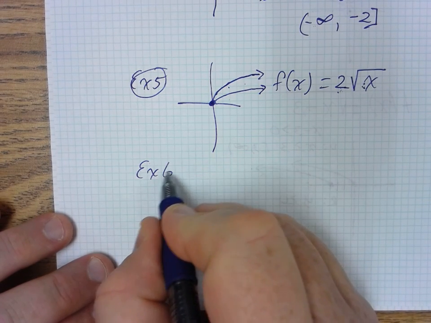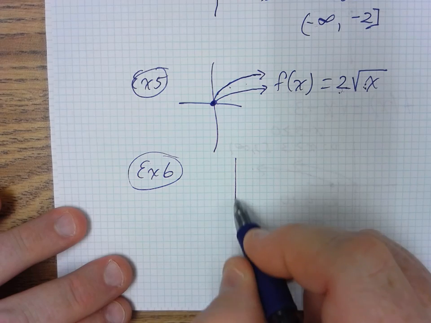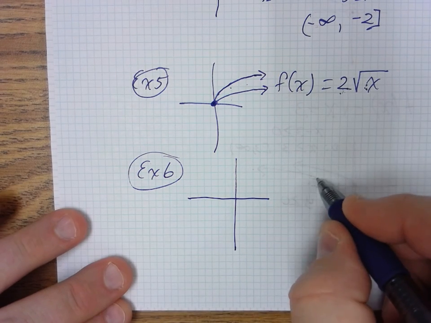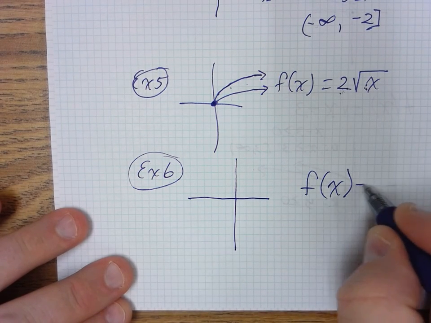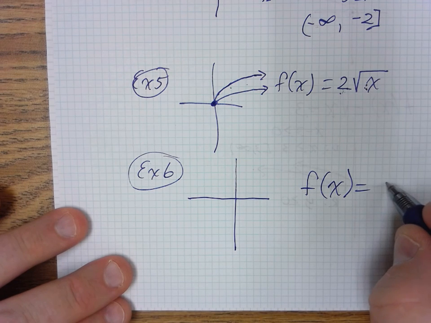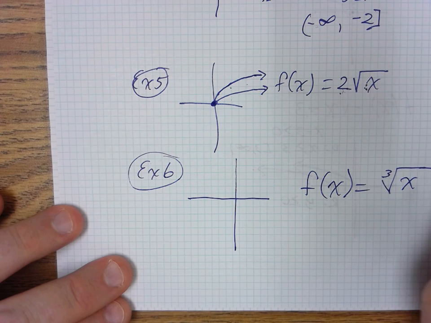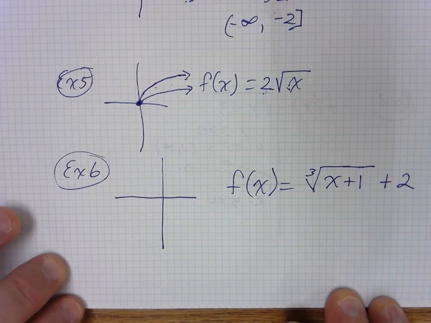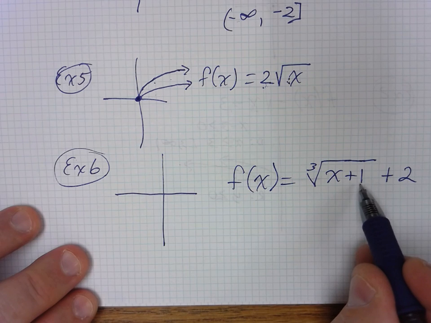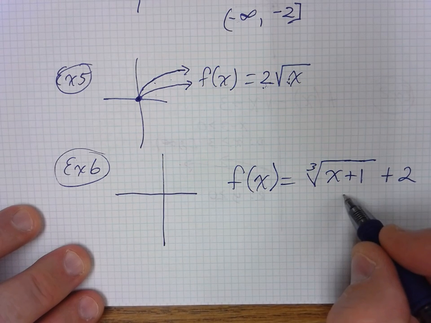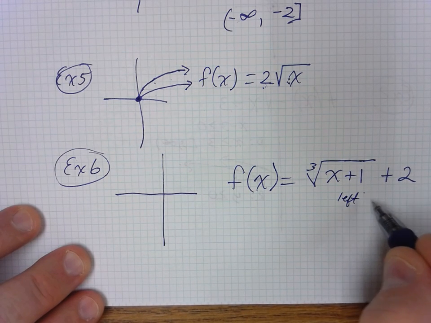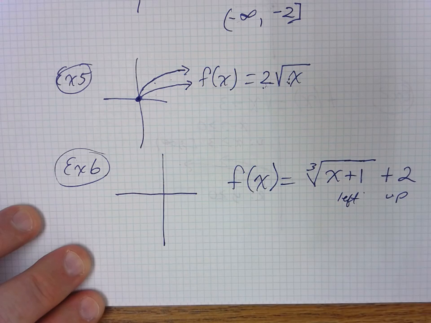Example 6. I'm going to do a cube root. So we have f of x equal to, let's go with the cube root of x plus 1, and let's go with plus 2 here. Okay, so when it's inside, it's horizontal, and it's always opposite. So this is actually going to be left 1, and this is going to be up 2.